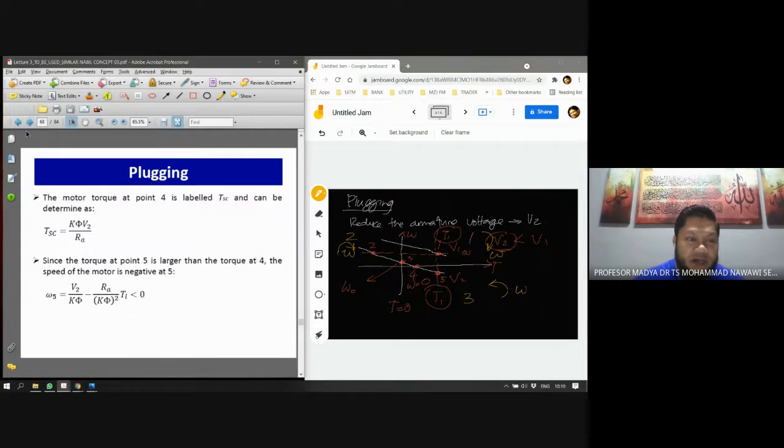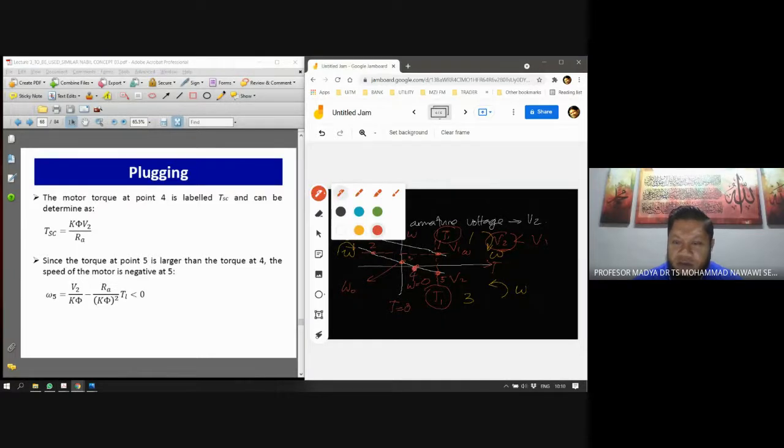Then we move to point 5. The motor torque at point 4 is labeled TSC. The point here is SC and can be determined by this equation. TSC equals to K flux omega Y. Because just now we talked about omega at point 4, so you have the equation of omega equals to Vt over K flux minus RA IA divided by K flux.